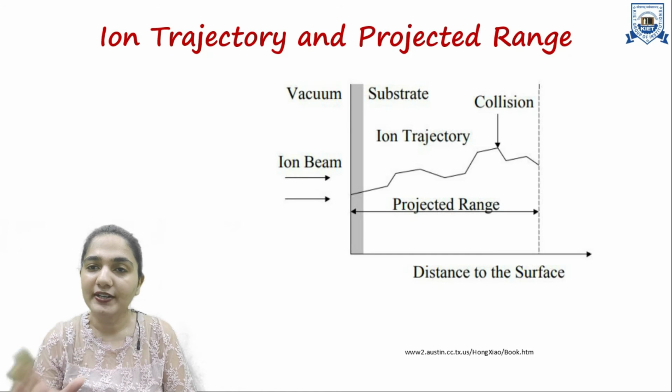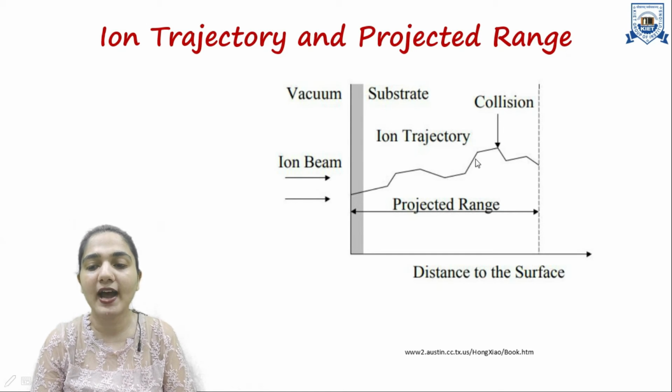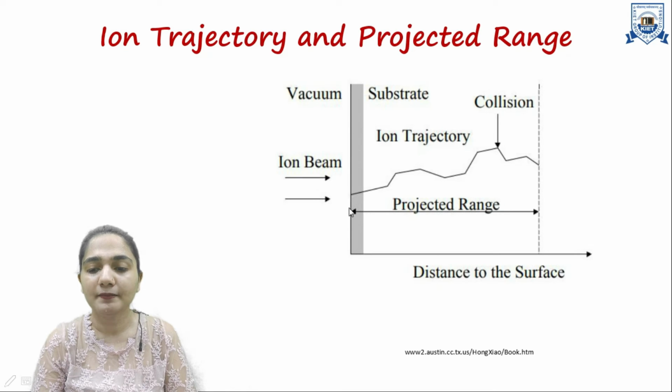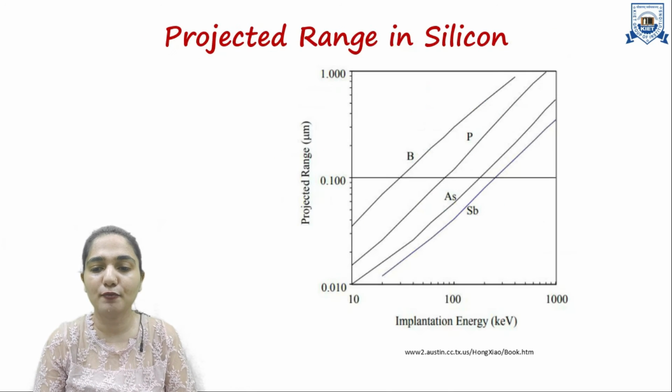The ion trajectory is the actual path which the ion has traveled in the collision process. But the projected range is the minimum distance from the surface to the point where it has stopped. So the trajectory is the path which the ion has followed after various collisions, but the projected range is actually the displacement between the surface and the point where the ion has stopped. I hope now you understood both of them.